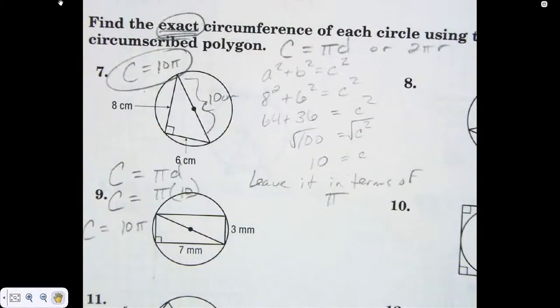You just don't multiply the pi. That is exact. When they ask for an exact answer, leave it in terms of pi. When they ask you to round... I thought the circumference was 2 pi r. It is 2 pi r. Let's define the diameter. It's also pi d.